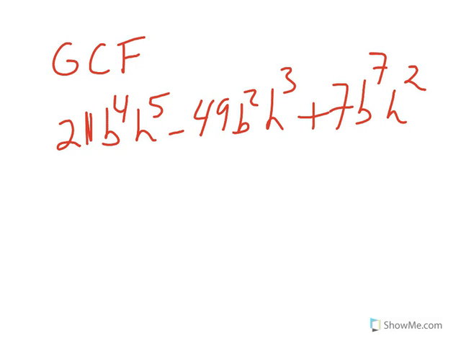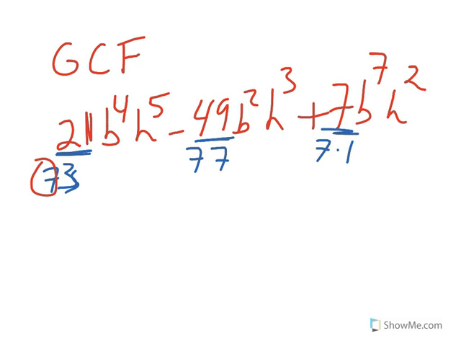Alright, so we talk about greatest common factor. We talk about, if I just look at the numbers, what is the biggest number that goes in every single one. So 21 is 7 and 3, 49 is 7 and 7, and 7 is 7 times 1. So in this case, the number that all have in common is a 7. So I'm going to take out a 7, and then I'm going to look at b's. I have b to the fourth, b squared, b to the seventh.